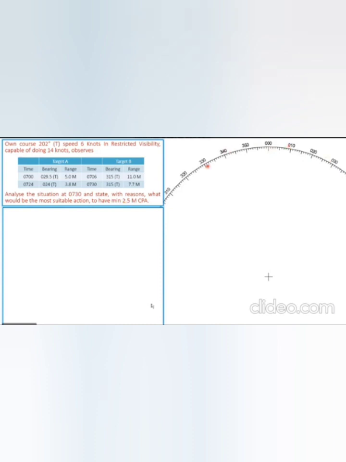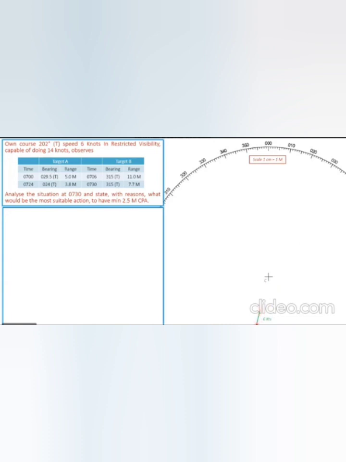I have only shown the relevant portion of the plotting screen so that we can zoom into the working and understand it better. Let us mark as usual the center of the screen as Charlie. Let us show our scale which we will be using. So we are using a scale of 1 centimeter is equal to 1 nautical mile.